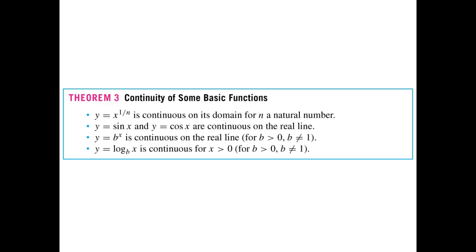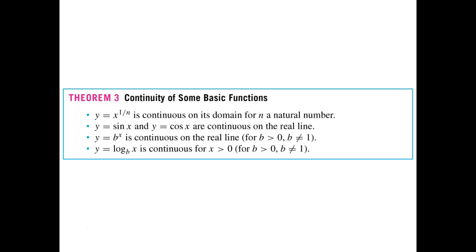Okay. All right. So that is what I call a radical function. It's continuous on its domain where n is a natural number. What's another word for natural number? Not real. Real would include decimals, fractions. Natural numbers are your counting numbers. It's almost a whole number. Okay.